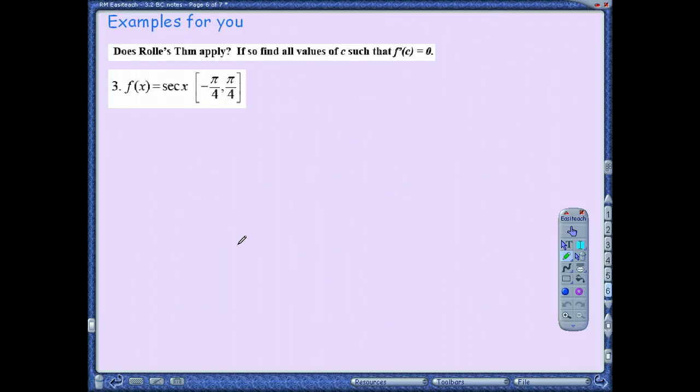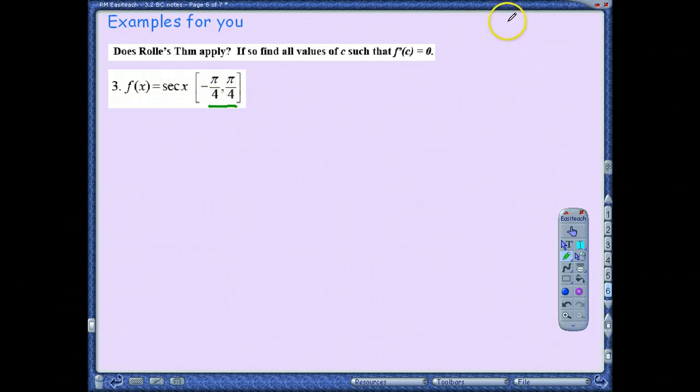Hopefully you've had a chance to work those examples. Let's see how well we did. Do Rolle's rules apply? Well, we have secant of x. Secant of x does have asymptotes wherever cosine is equal to 0. Cosine is equal to 0 at negative pi over 2, positive pi over 2, 3 pi over 2, and so on. So negative pi over 4 to positive pi over 4, secant is perfectly fine.